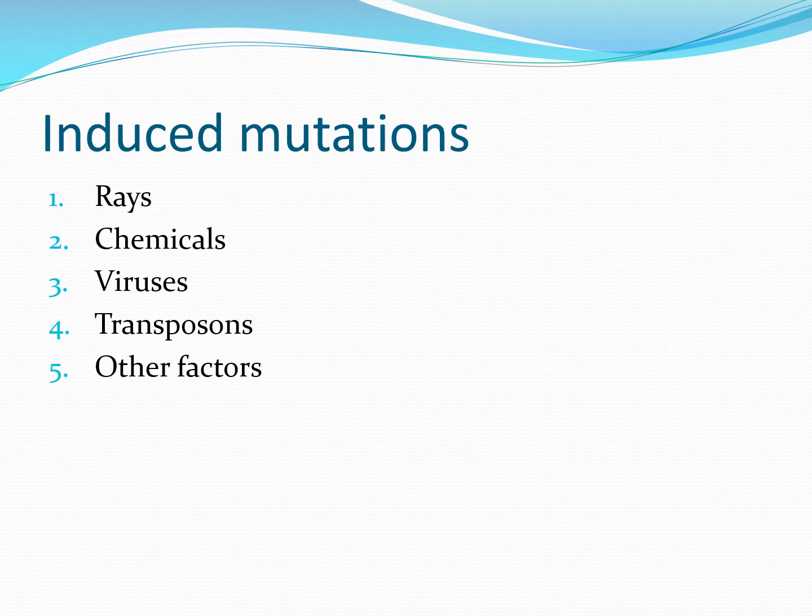Fifth, other factors. These include things like heat, which can cause depurination, and reactive oxygen species produced by normal metabolism. Understanding these categories helps us identify environmental and occupational hazards. It also helps us develop preventive strategies. Now, let's look more closely at radiation.